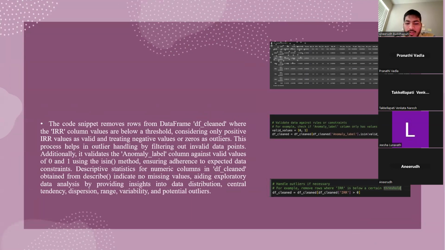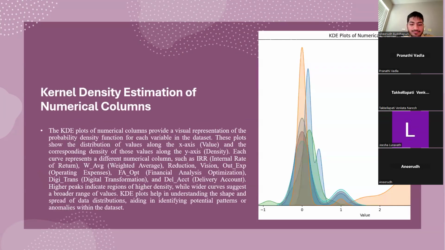Now let's move on to outlier handling and data validation. We removed rows where IRR values are below a threshold, considering only positive values as valid. This helps filter out invalid data points and handles outliers effectively. We validated the anomaly_label column using the isin method to ensure it only contains valid values 0 and 1. Descriptive statistics from describe indicate no missing values, which helps in exploratory data analysis.